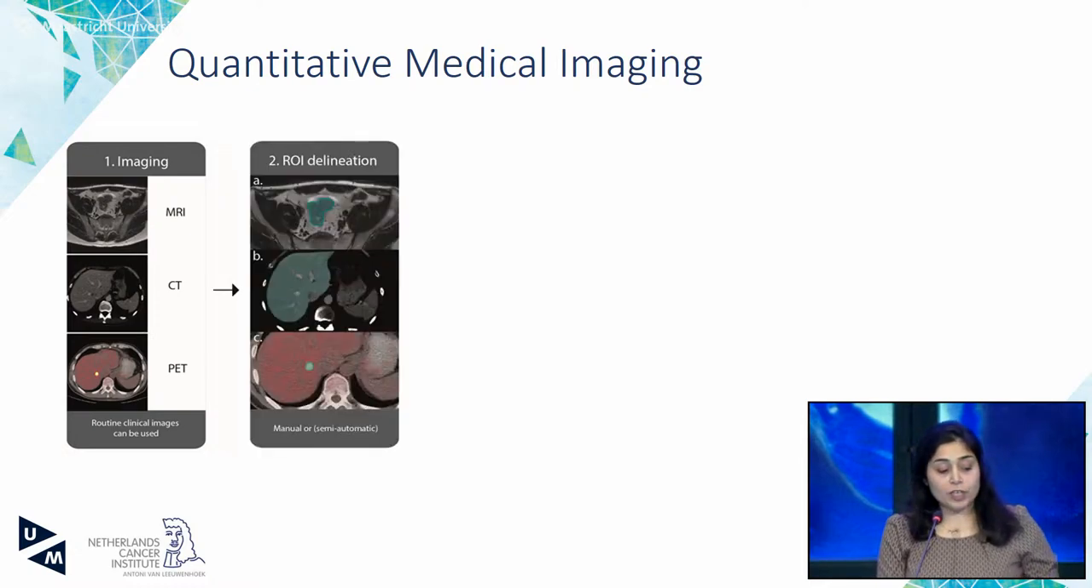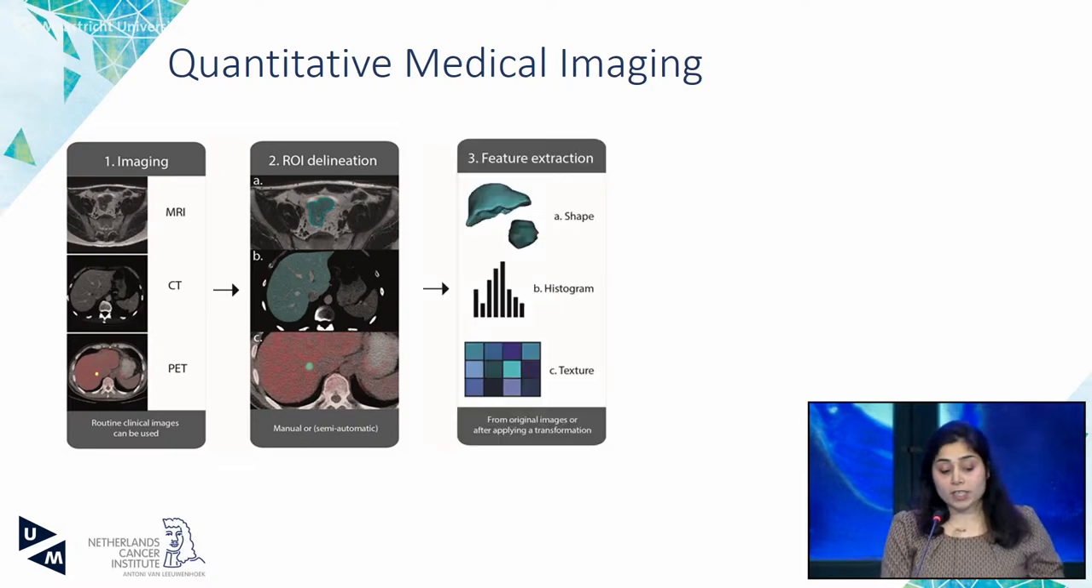In the next step, we need to identify and delineate the region of interest. And the region of interest can be the liver, a lesion in the liver, or the primary tumor. This step can be done by an expert manually or using an automatic segmentation algorithm to delineate this region of interest. In the next step, a large number of quantitative features are extracted from this region of interest, and they can be representative of the shape, intensity, or texture of this region of interest.